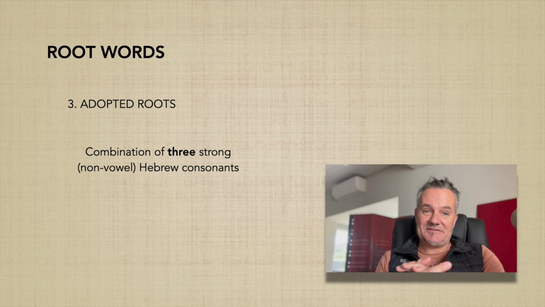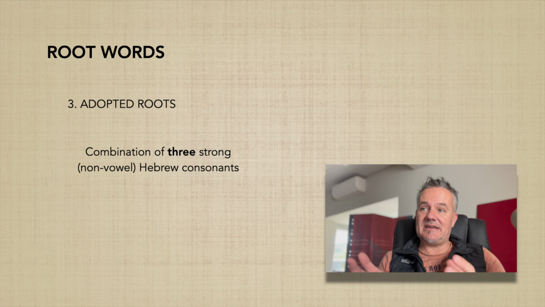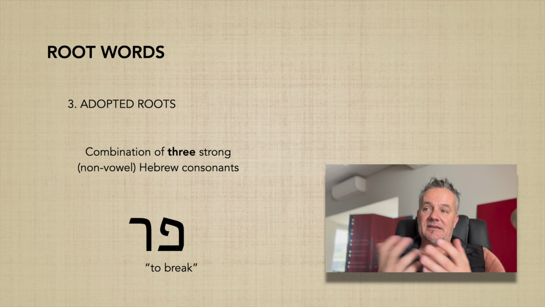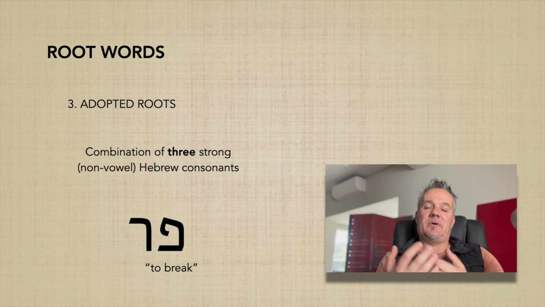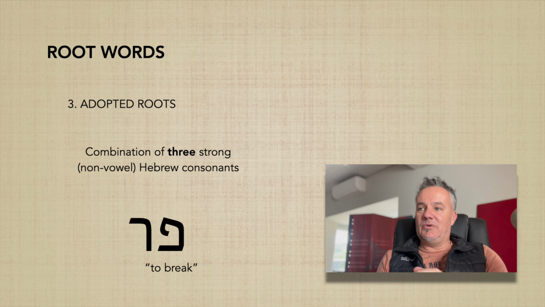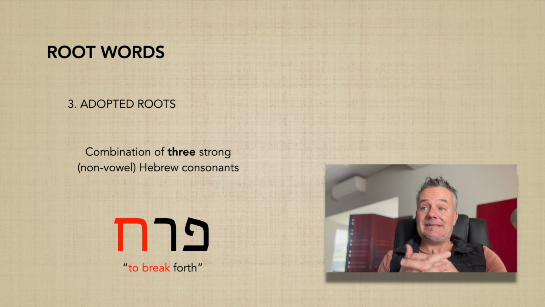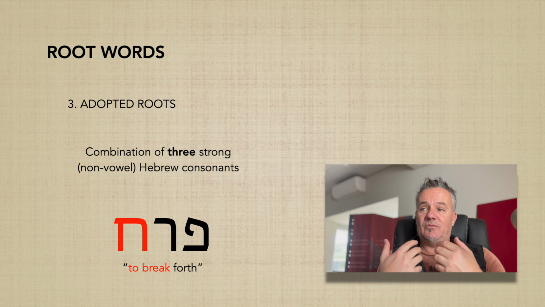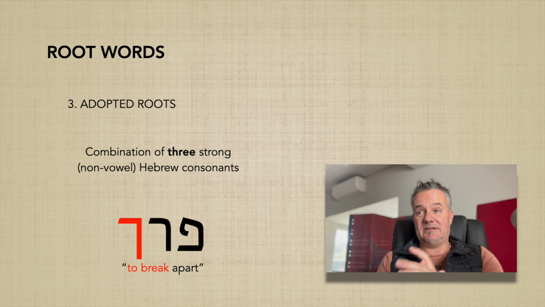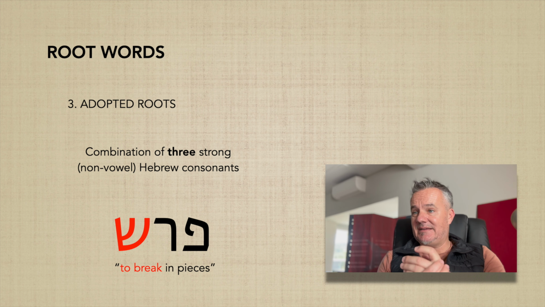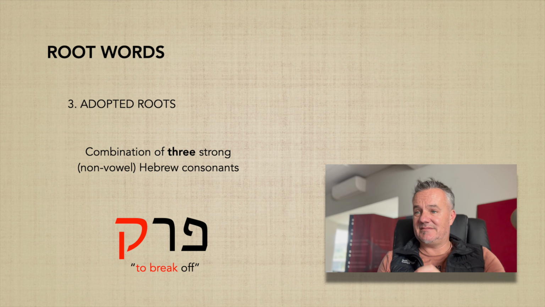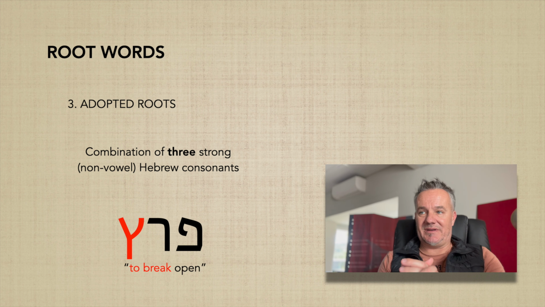Adopted roots are three-letter words, but in this case, we have three strong consonants in a row. Very important. Let's take the parent root par, and again, full credit to Mr. Jeff Benner. The word par means to break. When we add the letter chet, we have parach, that means to break forth. When we add chav, it's the word parach, which means to break apart. And then paras is break into pieces. Parak is to break off. And paratz is to break open.